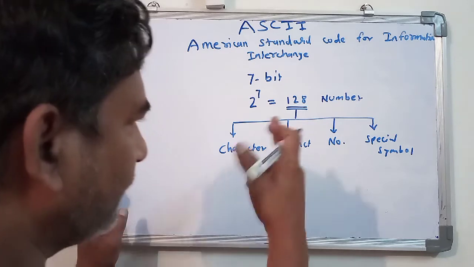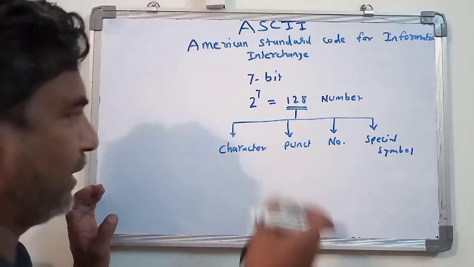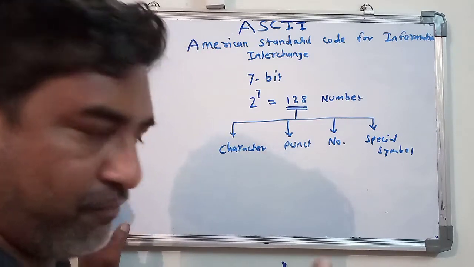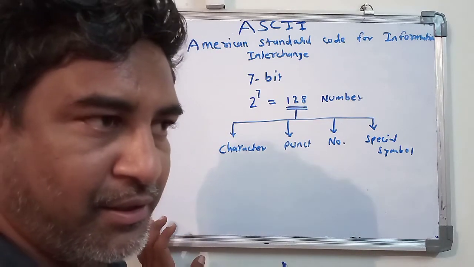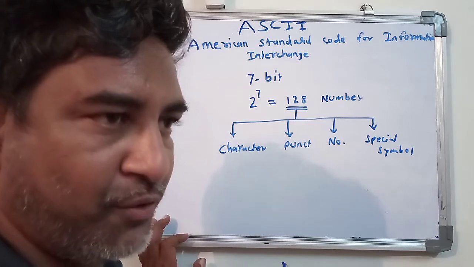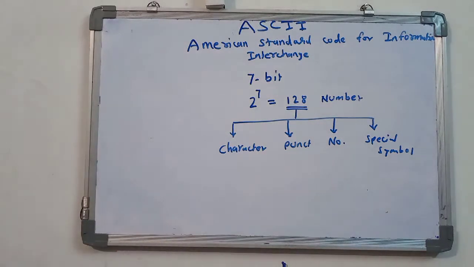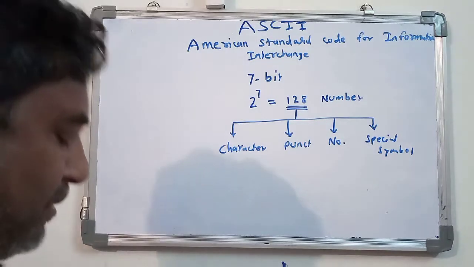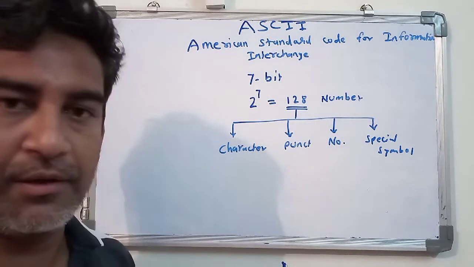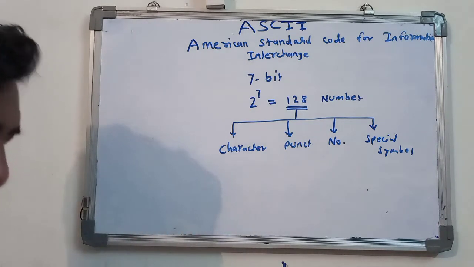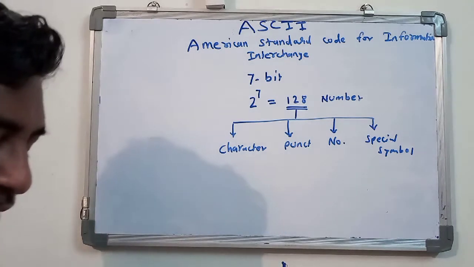Okay, for getting this 128 numbers, you should know one chart. That chart is given in your book also. You may refer to that book for those particular things. The code allows the manufacturer to standardize the computer hardware such as keyboard, printer, and the video display.